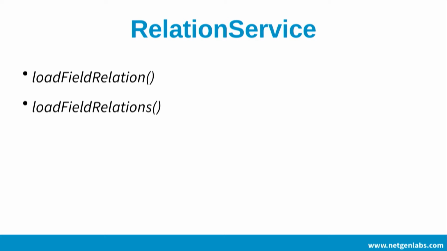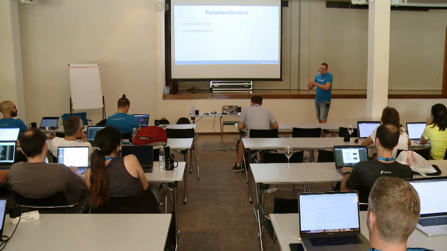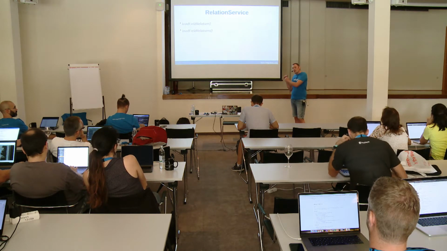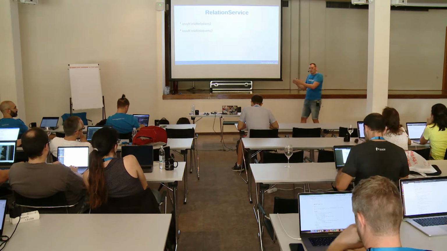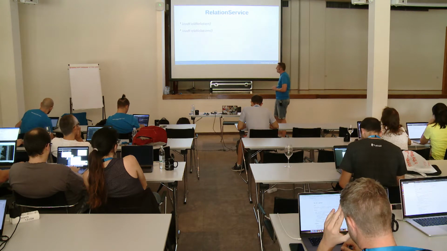Again, we have this relation service. This is pretty much a helper service. For example, if you want to fetch the relations inside the controller, you have to do somewhat more complicated logic than, for example, just filtering and loading the content from an object relation list field. You would use those.